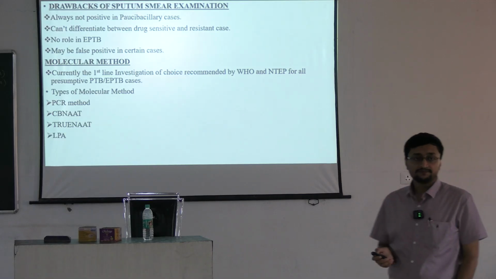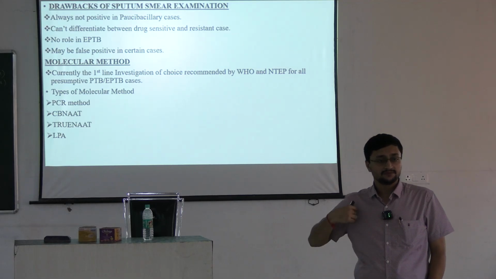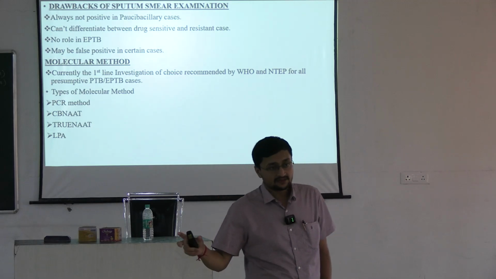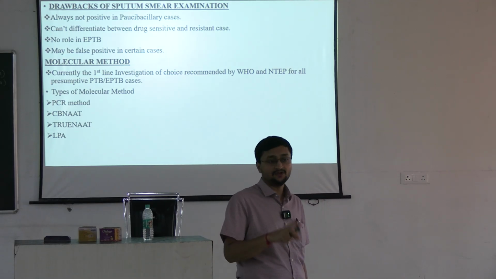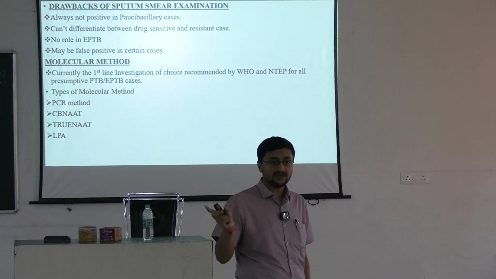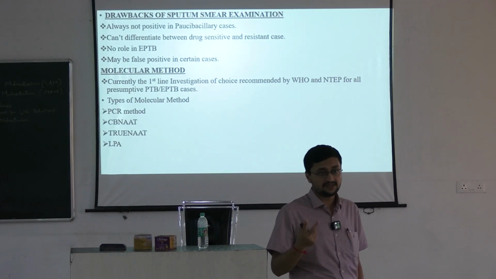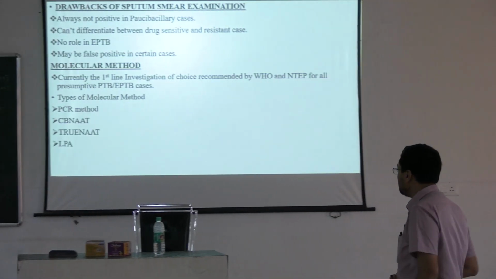LPA, what is LPA? Line probe assay. So what is the utility of LPA over CBNAAT? Very good. Besides the RR, rifampicin resistance, LPA detects isoniazid resistance. Not only isoniazid, more will come later. There are two types of LPA, one is FL LPA and one is SL LPA, first line and second line LPA. Okay, so LPA is important.